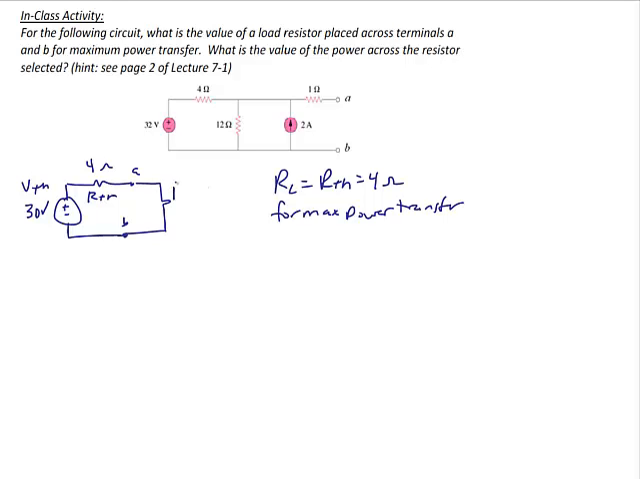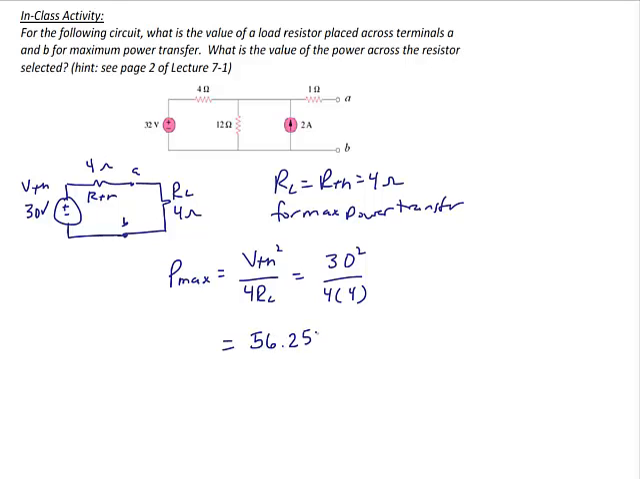So I put a load resistor here with a value of 4 ohms, and P max is equal to V Thevenin squared over 4RL, which is 30 squared over 4 times 4. So the maximum power delivered to the load would be 56.25 watts.